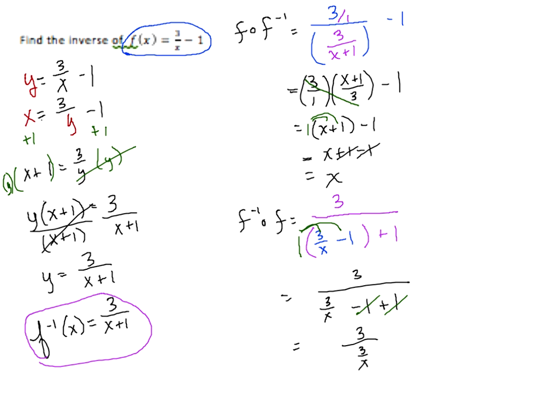Just as a reminder, that 3 in the numerator is being divided by 1, so I'm in the same situation where I'm ready to multiply by the reciprocal. So 3 over 1 times x over 3. My 3's divide out, and I'm left with x. So I have verified that I found the correct inverse function of f of x. So I can then call it f inverse of x.